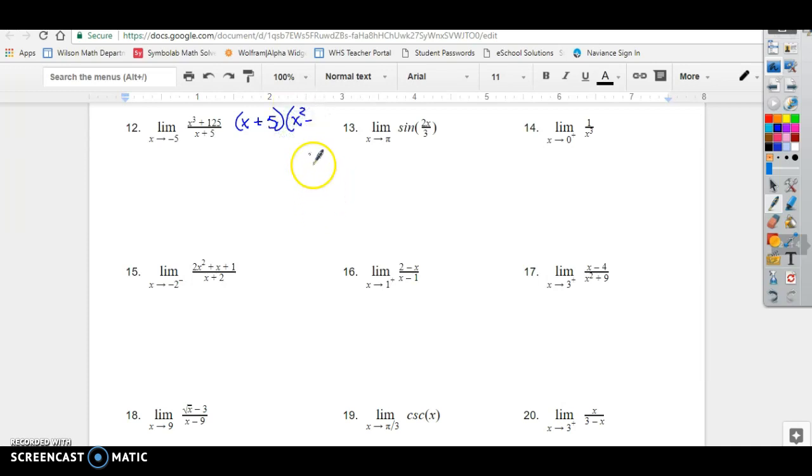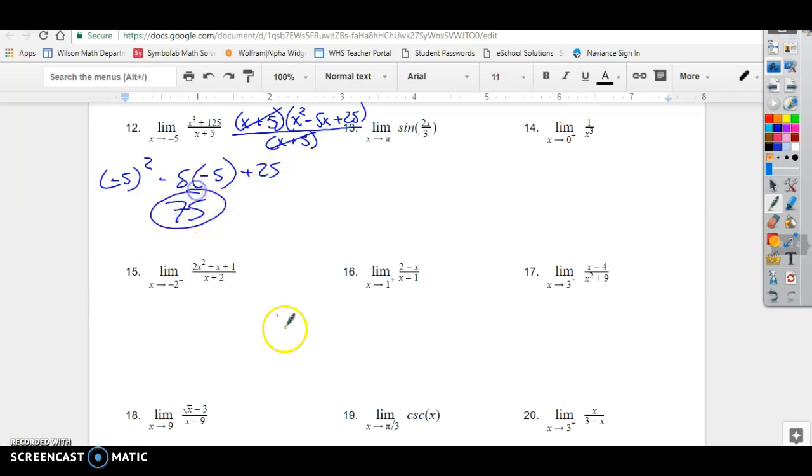Opposite, which would be minus. This would be 5x plus 25 all over x plus 5. So that's removable, so therefore we'll have a limit. We'll have -5 squared minus 5 times -5 plus 25. So 75 is your limit.